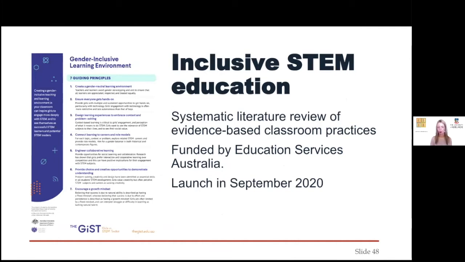Currently, I'm also working with Education Services Australia on building out a systematic review looking at classroom practices that can support inclusive STEM education. This report will be released soon. Something like that is going to help support teachers to bring a lot of that research into the classroom. So rather than high level recommendations, what are these tangible strategies that they can adopt immediately? And it links to a lot of the resources and initiatives that have been carried out across Australia.